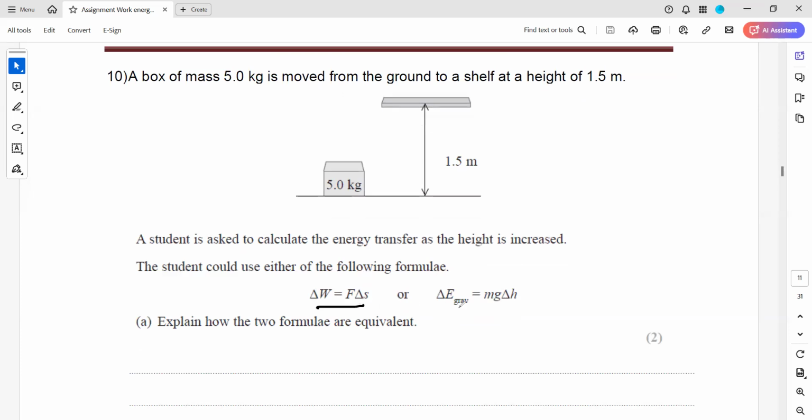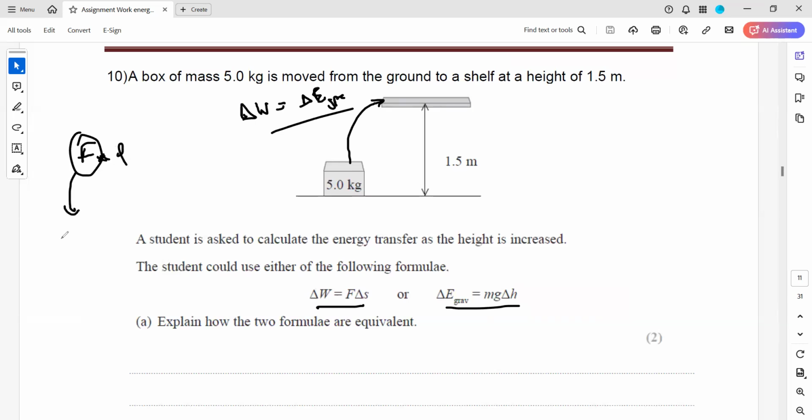Work done is force times displacement and gravitational potential energy is mgh. So whenever there's work done to lift an object, the change in work done is equal to the change in gravitational potential energy. Work done is force times distance. Whenever you are lifting an object, the force is equal to the weight and the distance moved is equal to the height. In that case, weight is mass times gravity, so it will be equal to mgh.